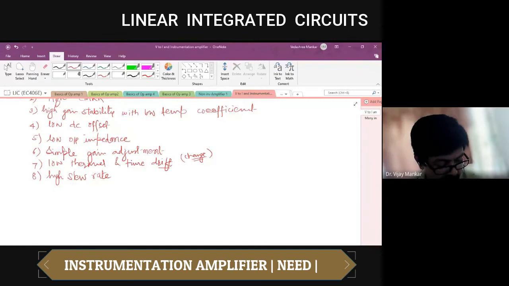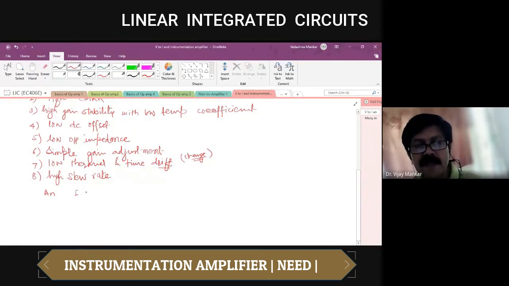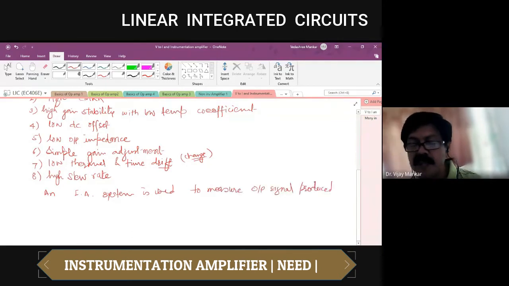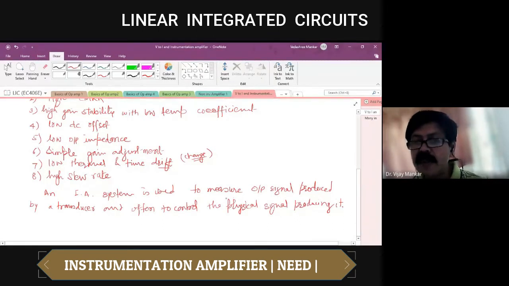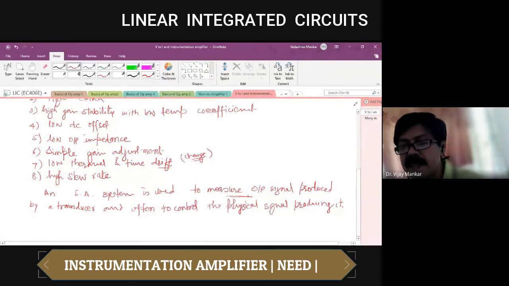So these are the requirements. Simply saying, I can say an instrumentation amplifier system or instrumentation system is used to measure the output signal produced by a transducer, yes, sensor, and often to control the physical signal producing it. इसका क्या मतलब हुआ? It is used to measure the output signal produced by the transducer and often to control that physical signal.